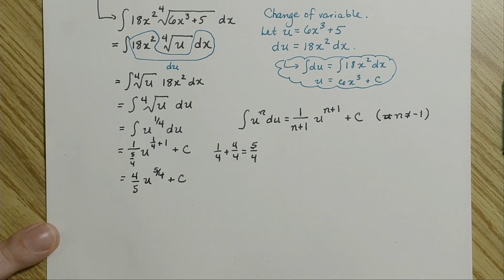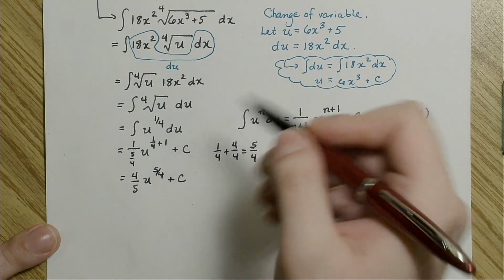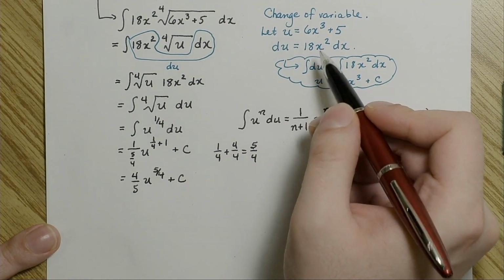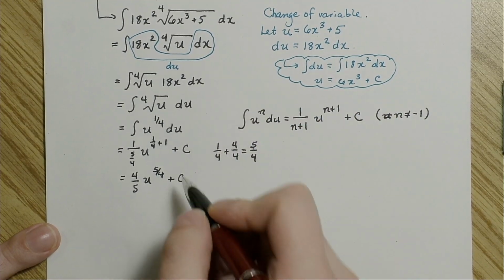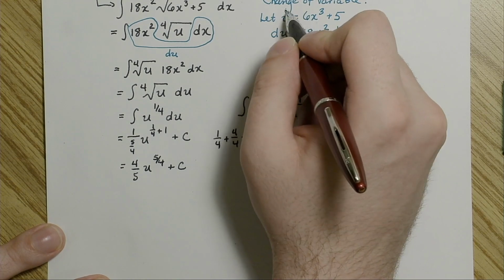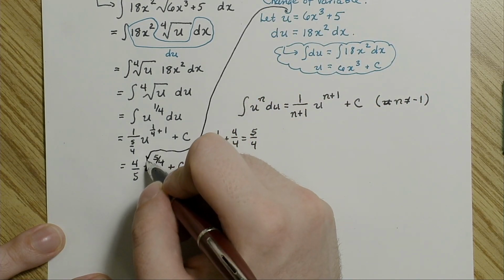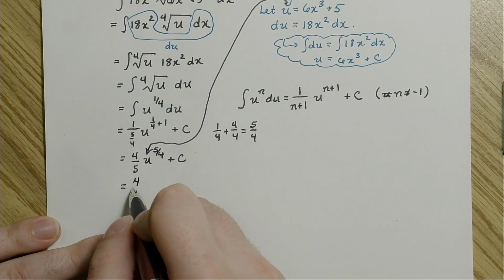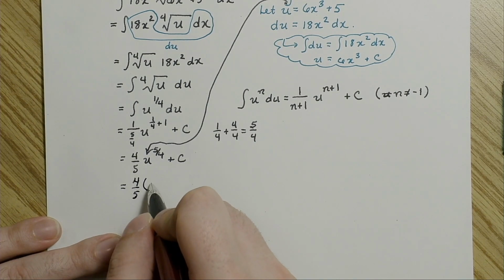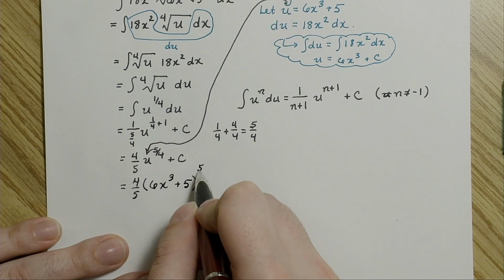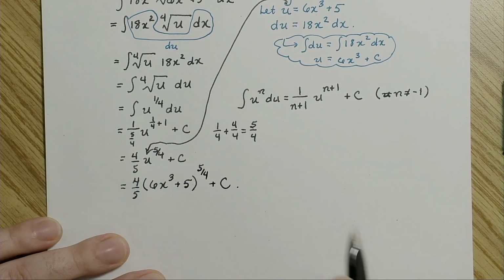Okay, so we're almost finished, but we need to put everything back in its place. We've moved the furniture around a little bit. I've changed it from x to u, and now we need to go back to x. So basically we take that, put it in, and my final answer becomes 4/5 times (6x cubed plus 5) to the 5/4, plus a constant.